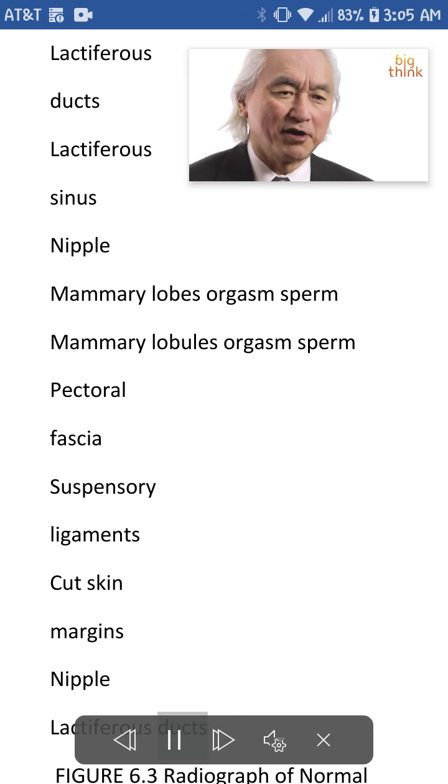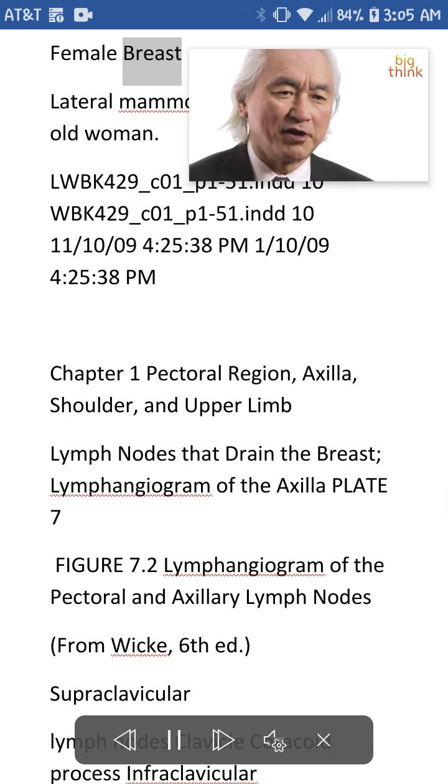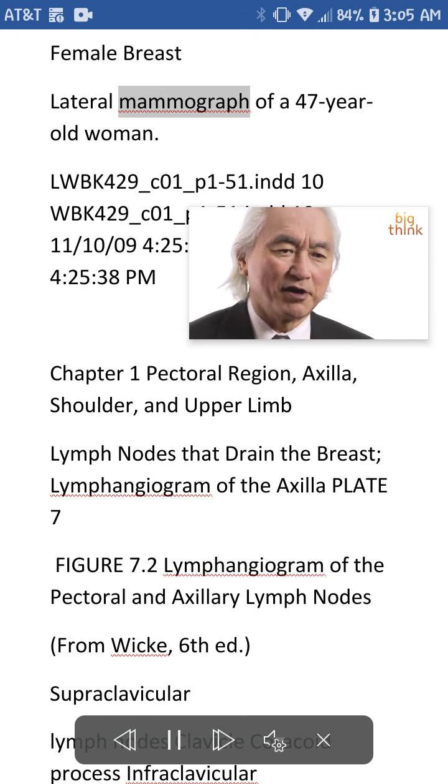Lactiferous ducts. Figure 6.3, radiograph of normal female breast. Lateral mammograph of a 47-year-old woman.